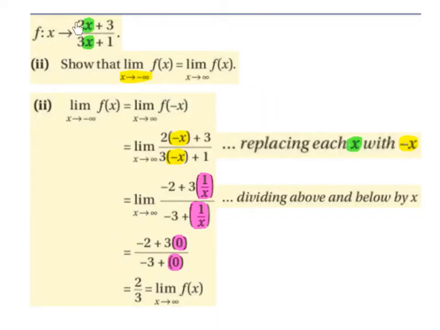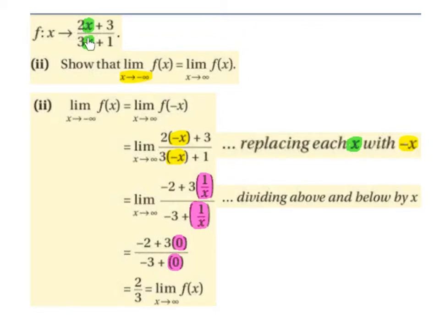f of x maps to (2x + 3) over (3x + 1). Part 2. Show that the limit of f of x as x approaches negative infinity is equal to the limit of f of x as x approaches positive infinity. So the limit of f of x as x approaches negative infinity is equal to the limit of f of minus x as x approaches positive infinity. So what we have to do is replace each x with minus x.